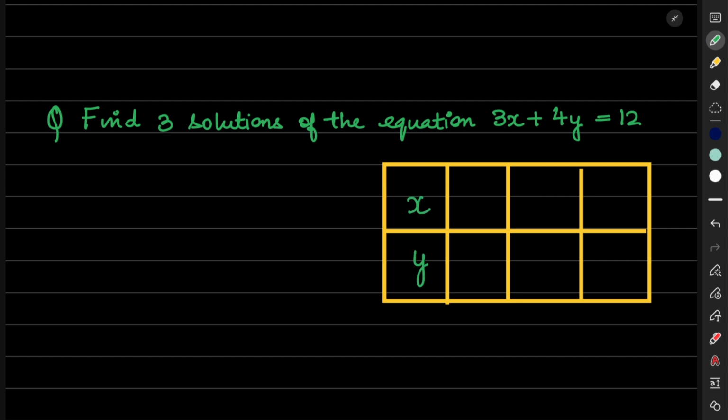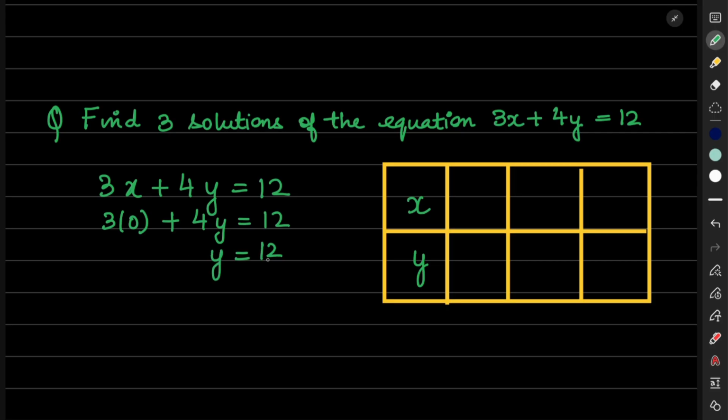For the given equation 3x plus 4y equal to 12, you are just asked for 3 solutions. First, let's put x as 0. If x is 0, 3 into 0 is 0, plus 4y equal to 12. So y is 12 by 4, which is 3. So when x equal to 0, y equal to 3. This is the first solution. This is how you have to do it.